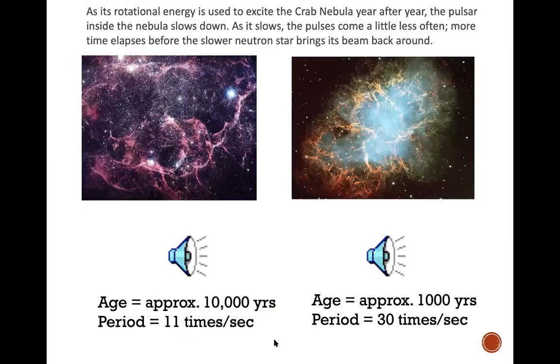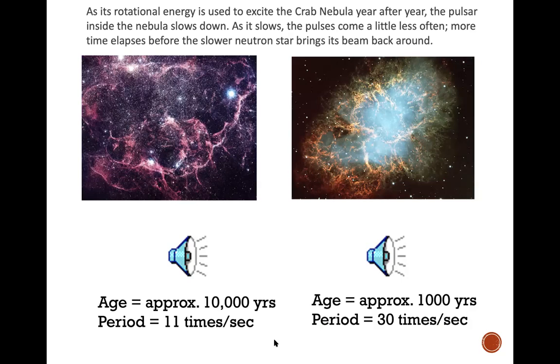Now this is what happens after a long time, because the rotational energy will be used to excite the surroundings. This is an example of the Crab Nebula, right? So this has a rotational energy that will excite the Crab Nebula year after year.